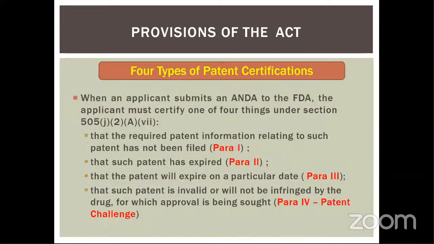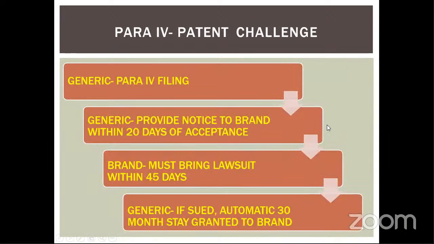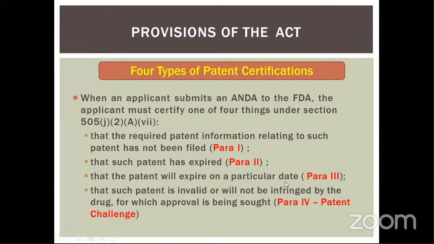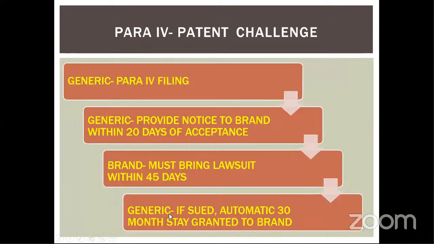So see that I have mentioned here paragraph 4. What is the meaning of paragraph 4? Paragraph 4 means patent challenge. Here I have mentioned such patent is invalid or will not be infringed by the drug for which approval is being sought. That is according to paragraph 4, and that is known as patent challenge. What is the process of the patent challenge? See that for generic drugs, paragraph 4 filing.